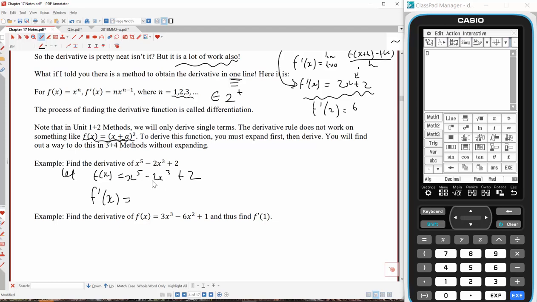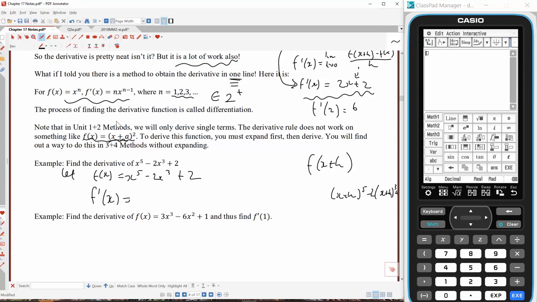Now, if you want to use first principles, you can. But remember, that's going to involve working out what f of x plus h is, which means putting in x plus h and then raising it to the power of 5. That's terrible, and it gets even worse because I'd have to do x plus h to the 3 plus 2, and then subtract it from that. It's going to be a nightmare. So we're going to use this rule here.